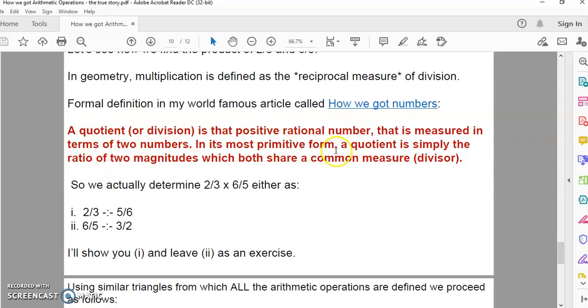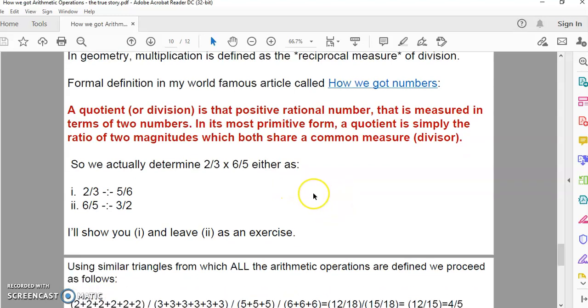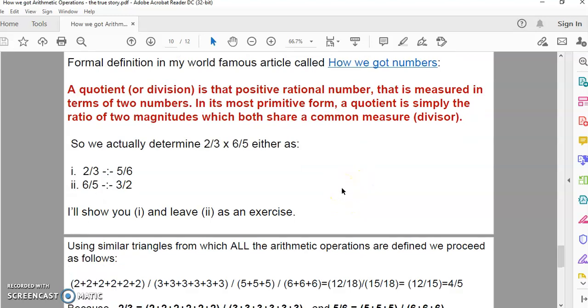A quotient or division is that positive rational number that is measured in terms of two numbers. In its most primitive form, a quotient is simply the ratio of two magnitudes which share a common measure. So you start off the idea of number with a ratio, and then if the aliquot parts of the ratio have a common divisor or magnitude, then you can give those lengths names and let the measure be described by that particular number. So if they don't have the same measure, then it's not a number, because that's how we got numbers, and that's what a number means.